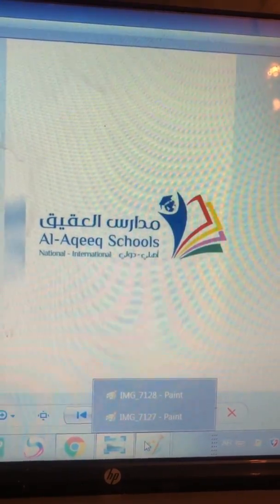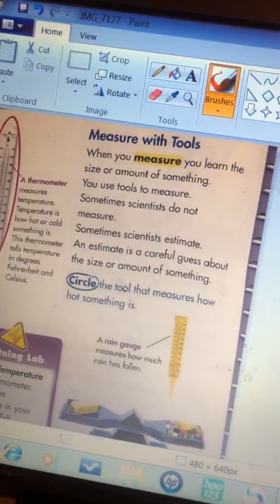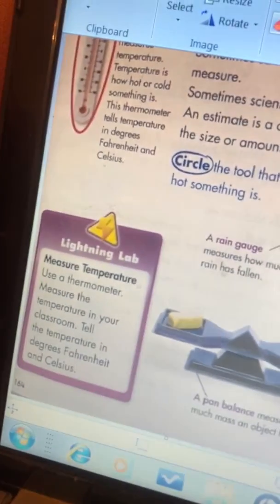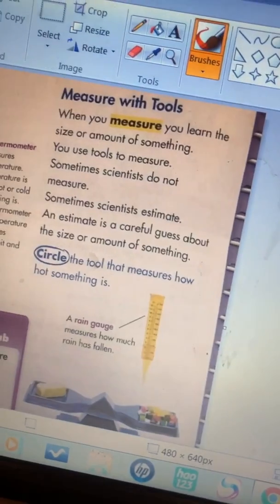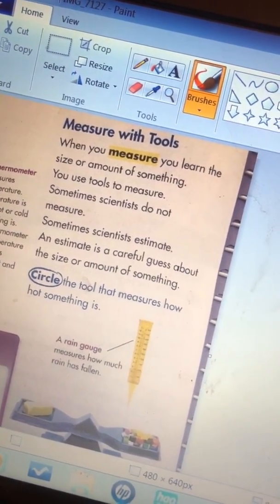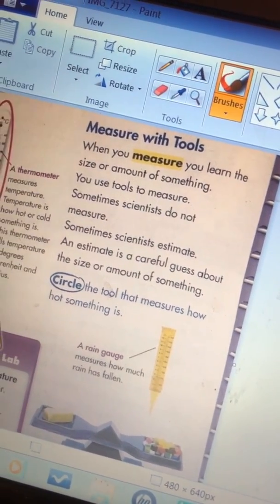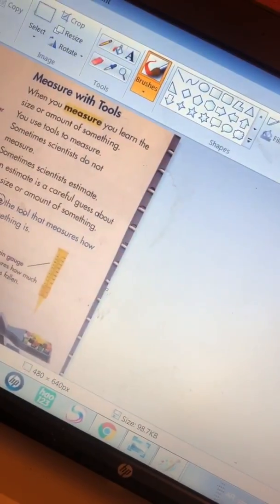So we learned about some tools. Today inshallah we're gonna complete this. We're gonna learn more tools. Open with me this page 164. Okay, so measure with tools. We will learn, we have different tools that we use to measure. Different tools, many different tools. We use them in measuring things.